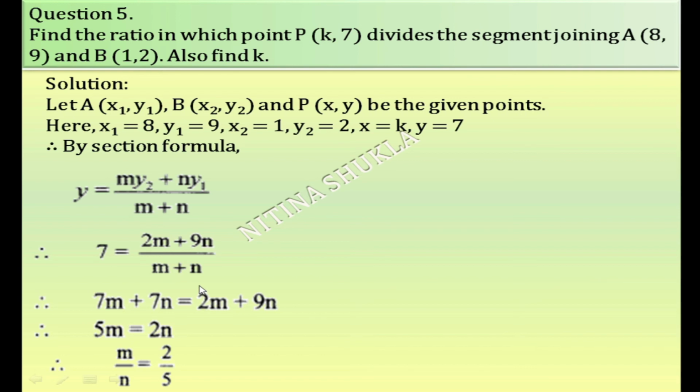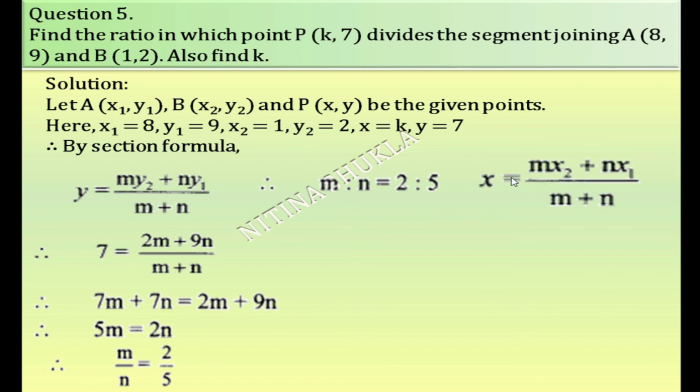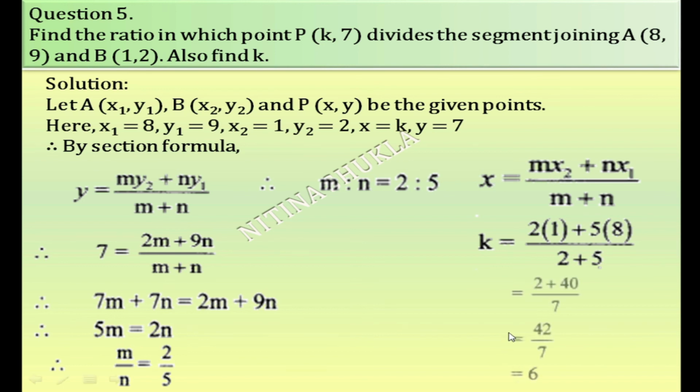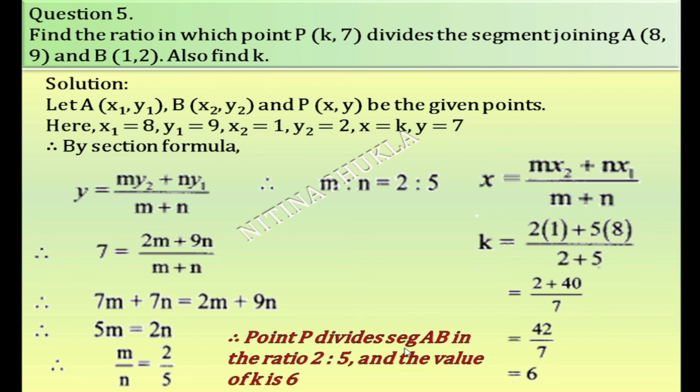But now, here what is happening is, we have done it like this. You got with x, you got with y the same ratio. Additionally, you don't know the value of k, which is the x coordinate of point P. What you do is, m is to n is 2 upon 5. Just substitute this in x: mx2 plus nx1 upon m plus n. You now know what is m, you now know what is n, you know what is x1, you know what is x2, you don't know what is x. So in place of x, you will substitute k. Start solving. You are getting the result, k is equal to 6. And the result is point P divides segment AB in the ratio 2:5. And the value of k is 6.